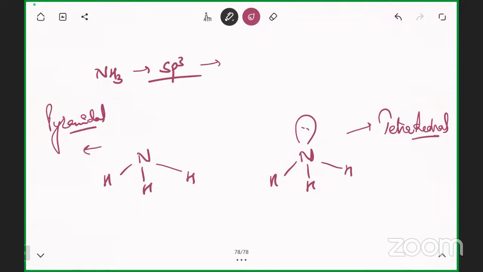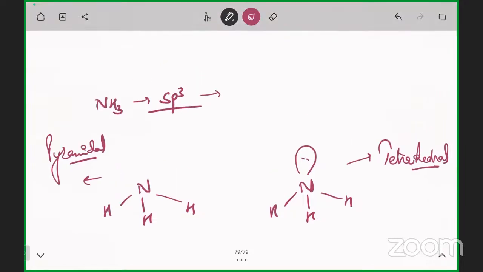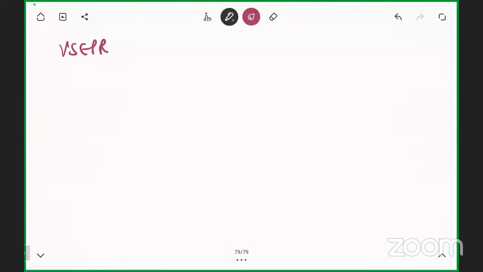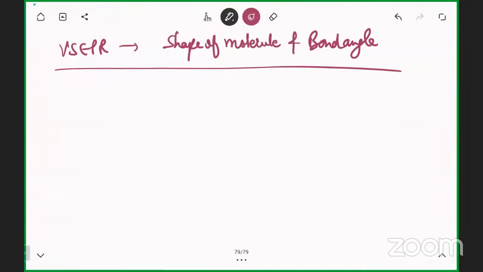But we have to learn this in VSEPR theory. VSEPR theory tells about the shape of the molecule. It tells about the molecule shape and bond angle. So this is the only work of VSEPR, that it tells about the shape of the molecule and the bond angle. So let's discuss the postulates. What were the postulates given by the VSEPR theory of Sidgwick and Powell?